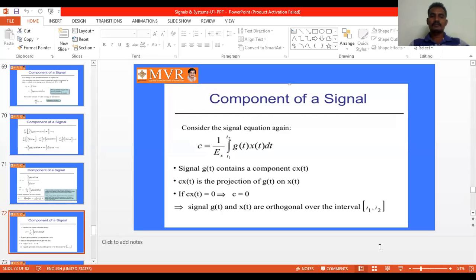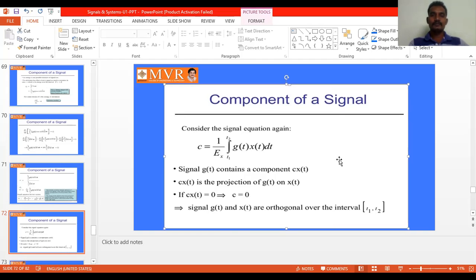Next, component of a signal. Consider the signal equation again, that is c equal to 1 by Ex integral t1 to t2 g of t x of t dt. Here signal g of t contains a component signal c into x of t. c into x of t is the projection of g of t on x of t. If c into x of t is 0, then c equal to 0. Signals g of t and x of t are orthogonal over the interval t1 and t2.